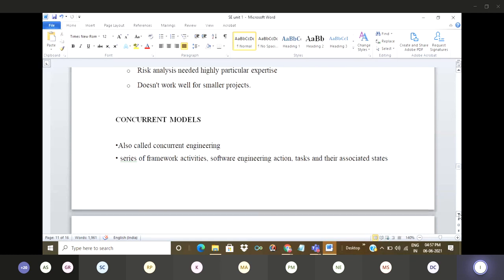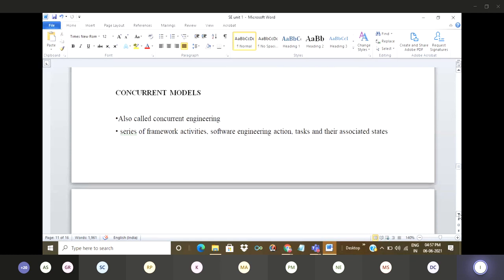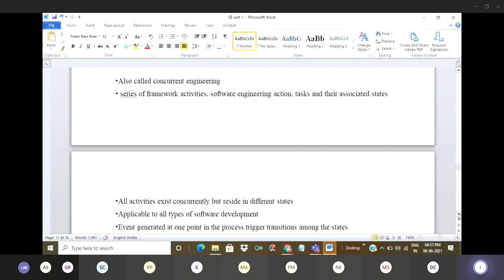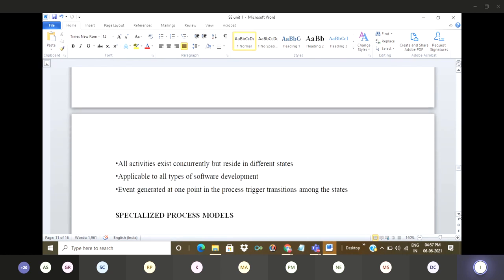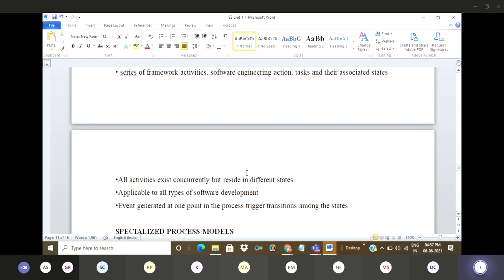Next is the concurrent model. The concurrent model is also known as concurrent engineering, which is a series of framework activities, software engineering actions, tasks, and associated states. All activities exist concurrently but reside in different states. It is applicable to all types of software development, and an event generated at one point in the process triggers transitions among the states.